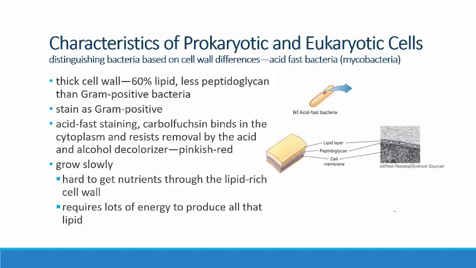The mycobacteria, these acid-fast bacteria, some other characteristics about them, they tend to grow slowly, and that's because the lipid-rich nature of the cell wall makes it more difficult to get nutrients transported into the cell through that very lipid, fatty cell wall. And so that is one reason why they don't tend to grow very quickly. The other reason is when you're making something as expensive as a lipid-rich cell wall, that takes a lot of energy to do. So in general, the acid-fast bacteria, these mycobacteria, grow more slowly than other bacterial types.